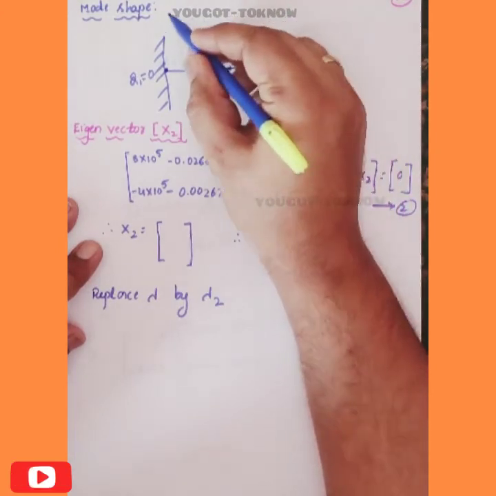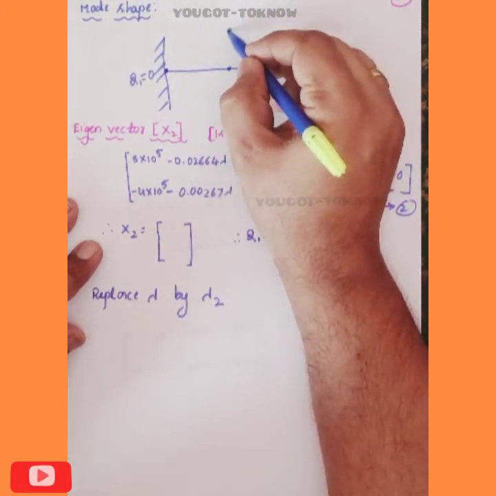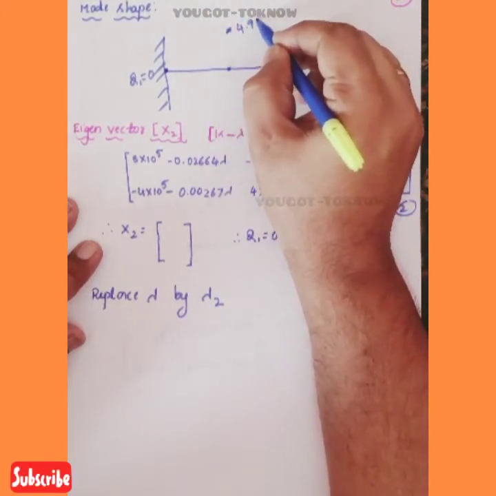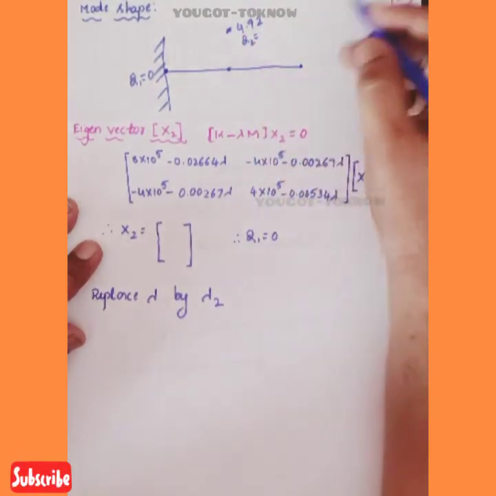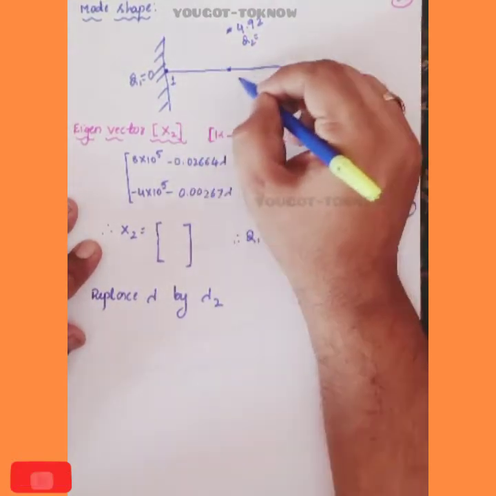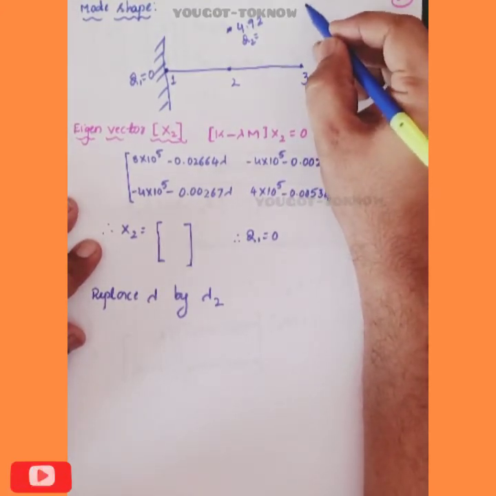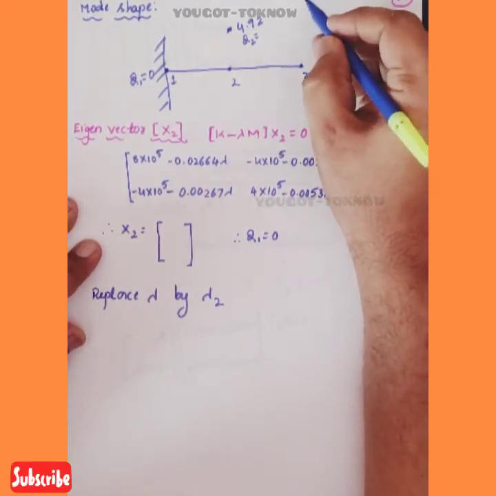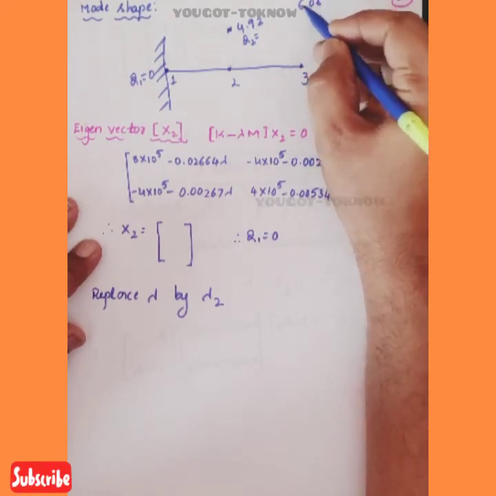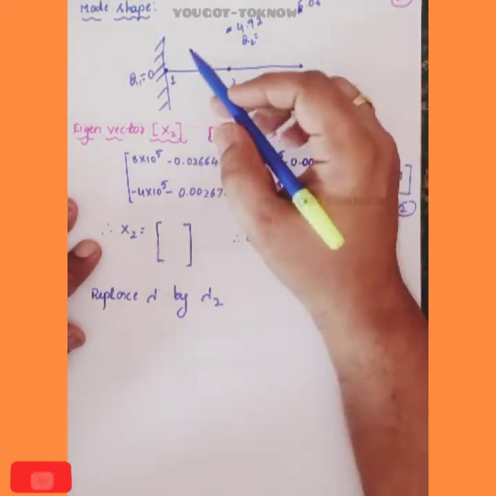Make a point here. You can assume that this is your 4.92. Here, 4.92 is the Q2. Similarly, 1, 2, 3 is there. At 3, the value obtained is 6.06. That means 6.06 you are going to get here. Now, how to write the mode shape?